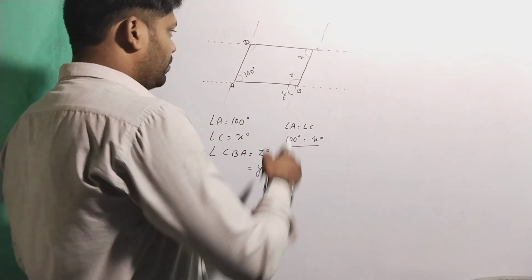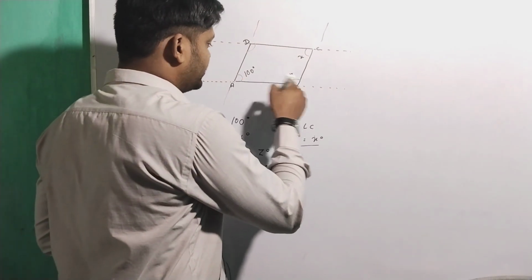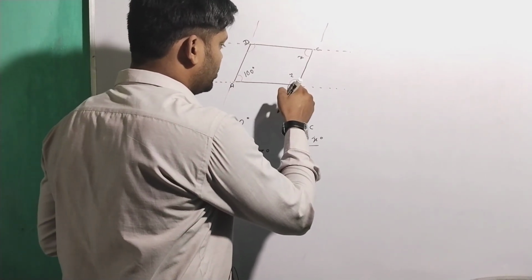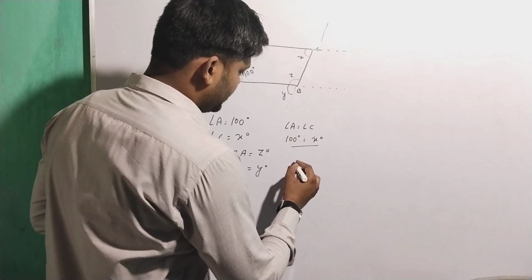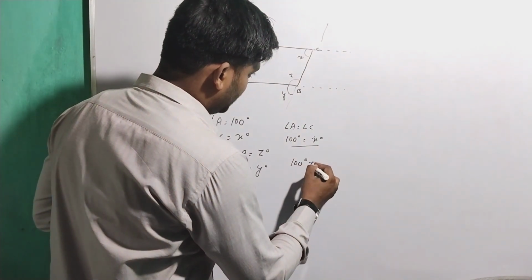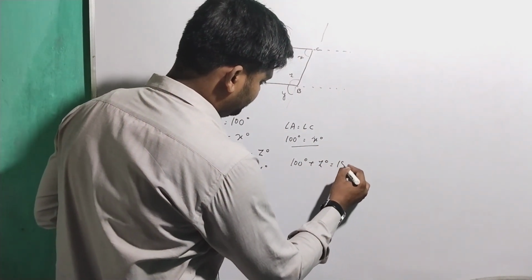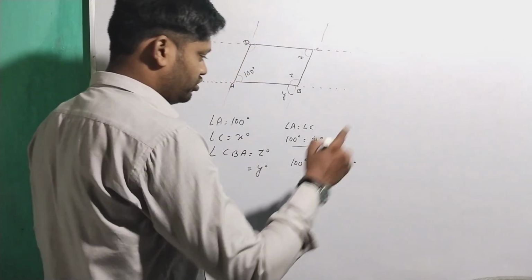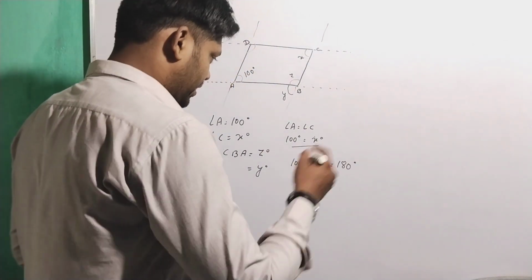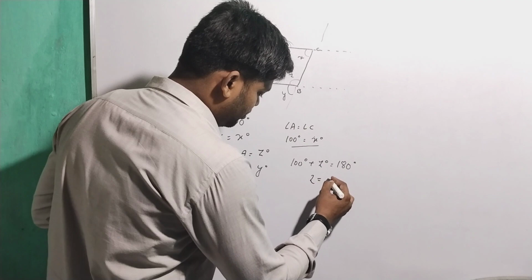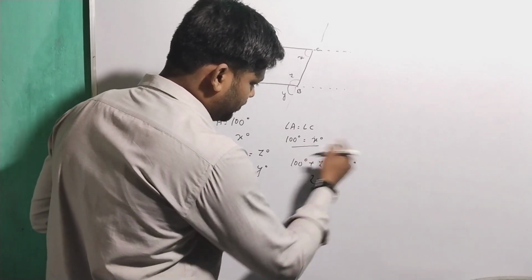Okay, now what about the z value? The sum of the adjacent angles is how much? 180. So we can say that 100 degrees plus z degrees is equal to 180 degrees, using the property that the sum of the adjacent angles is 180 degrees, where z is equal to 80 degrees. Okay, 100 will go that side.